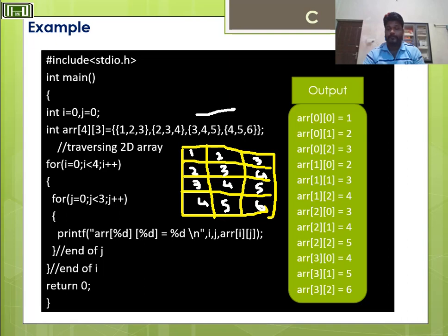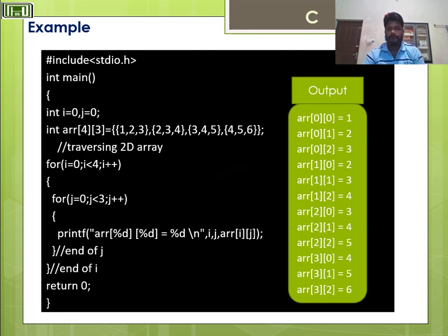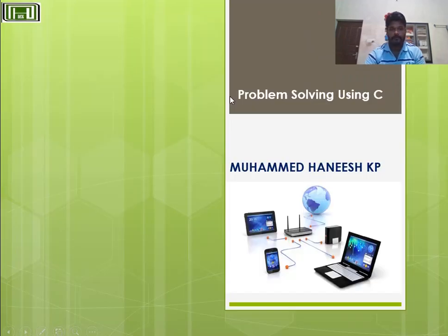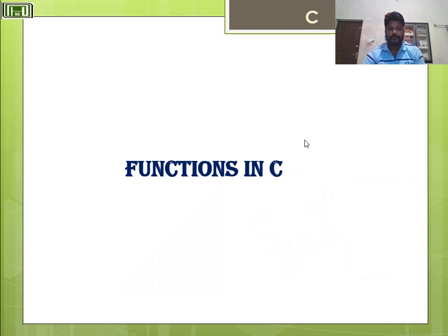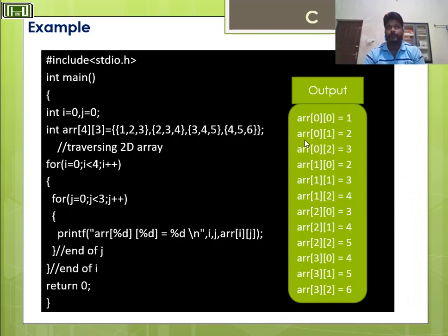You can run it using online GDB or your compiler. Now here we are done. In the next class we will come with functions. So in this class we have discussed array types, then advantages, then properties of arrays. So I hope you understand. Thank you.